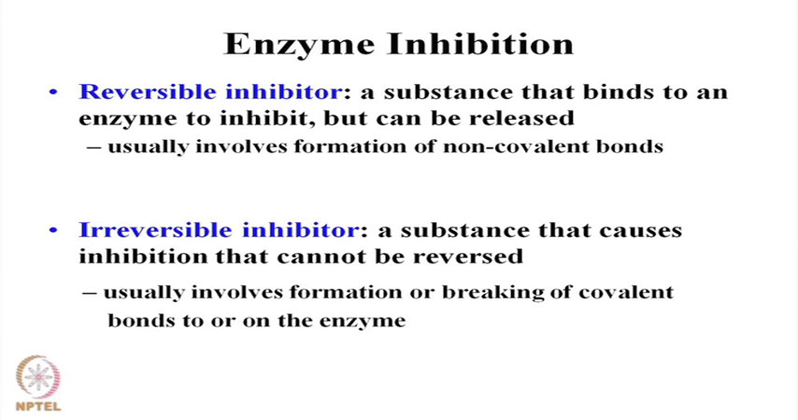Next is the irreversible inhibitor. What is an irreversible inhibitor? It is a substance that causes inhibition that cannot be reversed. It usually involves the formation or breaking of covalent bonds, maybe within the enzyme, or the formation of new bonds. It is basically a chemical transformation of your enzyme, so the enzyme loses its activity in an irreversible fashion. But for the reversible case, since the bond is not a covalent bond, it can be reversed back. Hydrophobic, hydrogen bonding, electrostatic or van der Waals interactions are the modes of interaction for reversible inhibition.